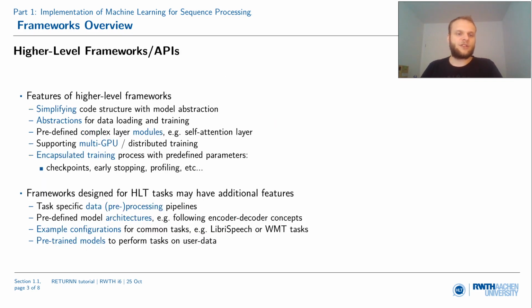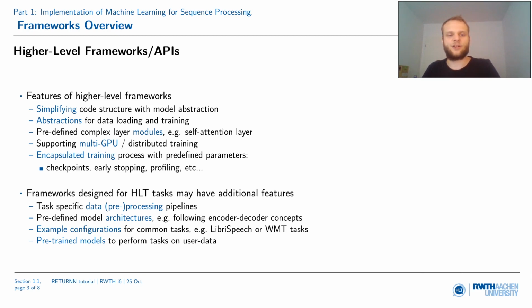So to give a more detailed definition of what we understand as a high-level framework, for us, a high-level framework provides some kind of model abstraction to simplify the code structure of your machine learning application. So these are abstractions for the model, but also for the data loading and for the training. The framework should provide predefined layer modules, which can also be quite complex. For example, a self-attention layer.